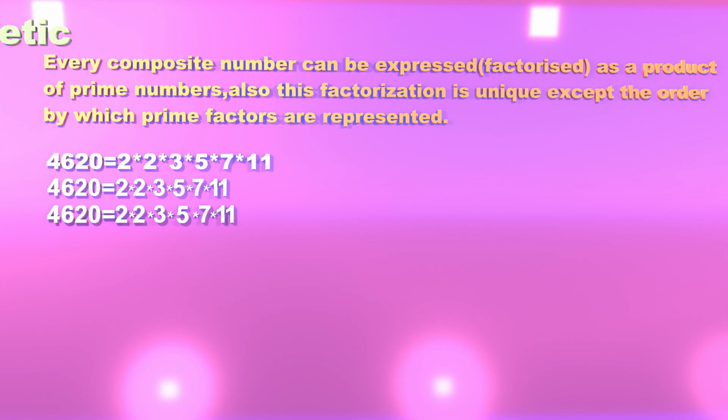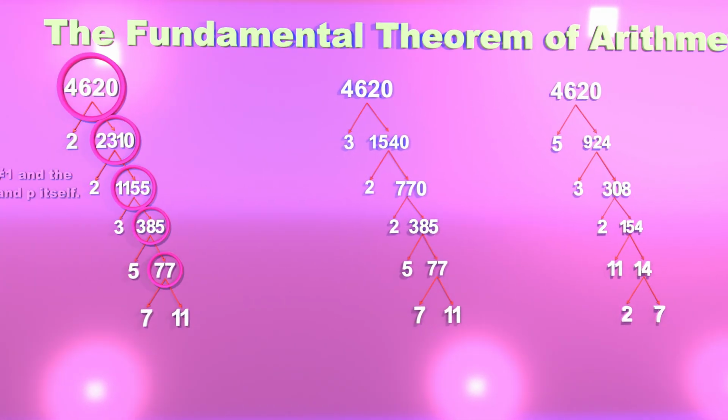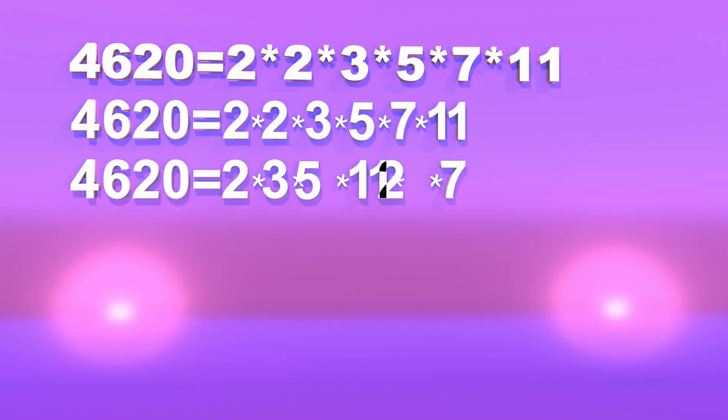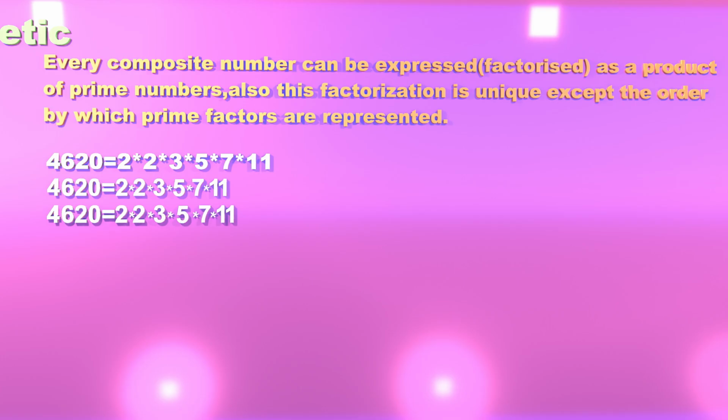What does it mean? We just saw that the prime factorization of 4620 can be represented in three different ways. In fact, we can write it in hundreds of forms. But when we arrange these prime factors in ascending or descending order, then we find that all of these are equal to each other. This is the fact that we have been told in the theorem. Means if we ignore the order of this prime factorization, it will be unique. It was all about the fundamental theorem of arithmetic.